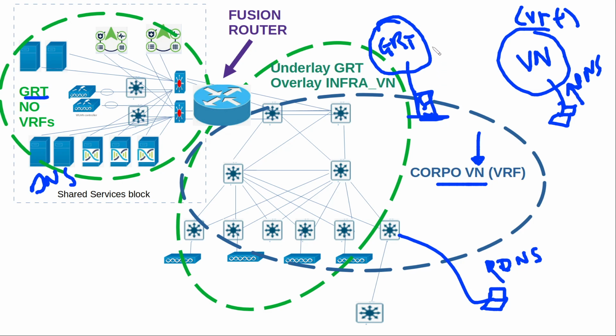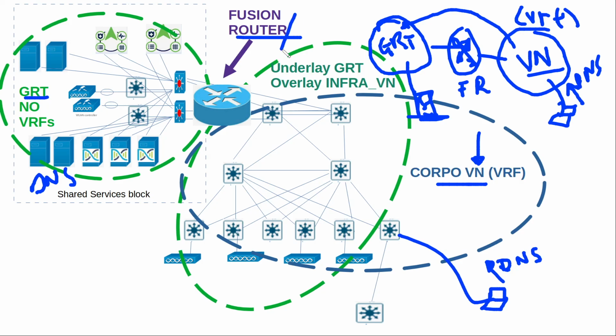So here is where the fusion routers kick in. The fusion routers, in this case this fusion router, are the devices that will be in charge of landing the prefixes that exist in these virtual networks into the external global routing table. So in that way, this device will be able to query my DNS server even though the DNS server exists in the global routing table. So that is the reason why I need a fusion router.